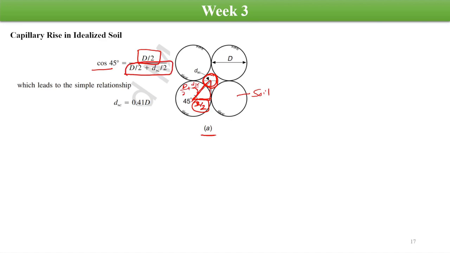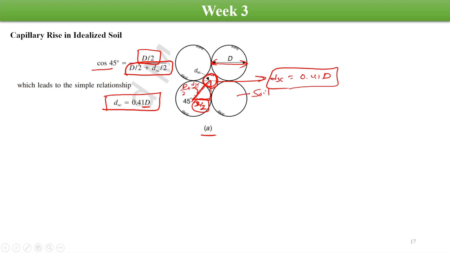If we solve this one, then we obtain the diameter of the pore space, dsc, which is going to be 0.41 times capital D, where capital D is the diameter of the soil grains. So we can simply say that the diameter of the pore space dsc is equal to 0.41 times, or approximately half, the size of the grains. So with this, we have the value for the simple cubical arrangement.